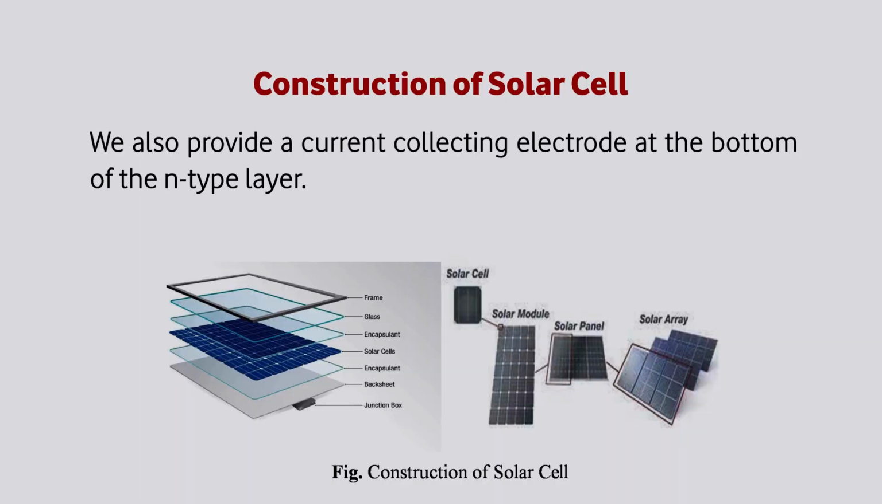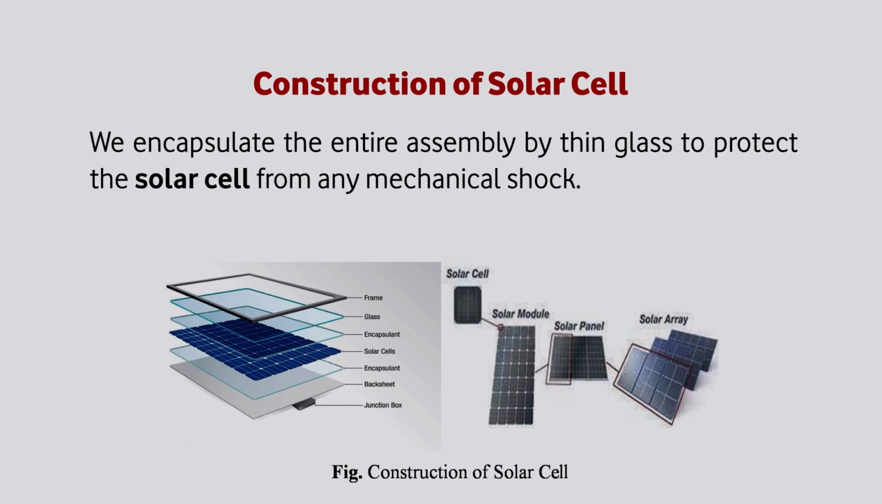Just below the p-type layer there is a p-n junction. We also provide a current collecting electrode at the bottom of the n-type layer. We encapsulate the entire assembly with thin glass to protect the solar cell from any mechanical shock.